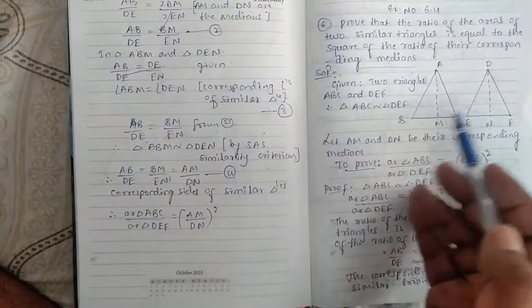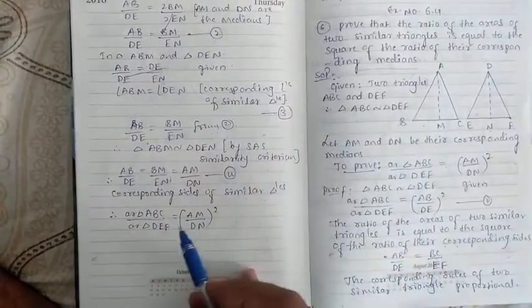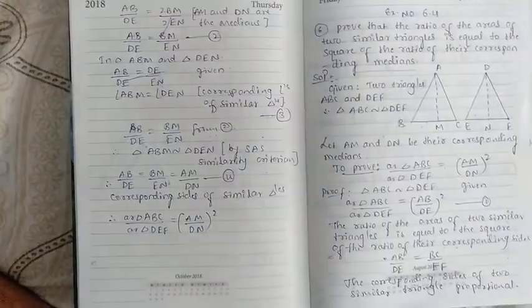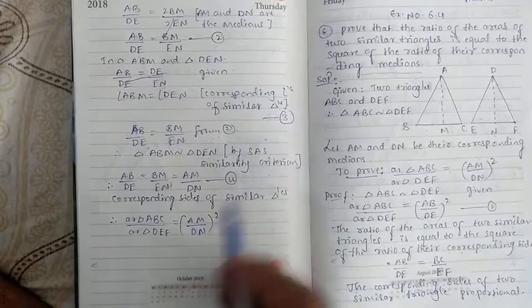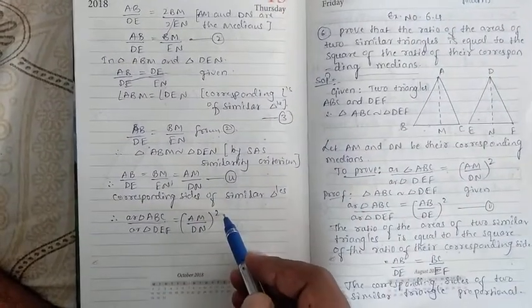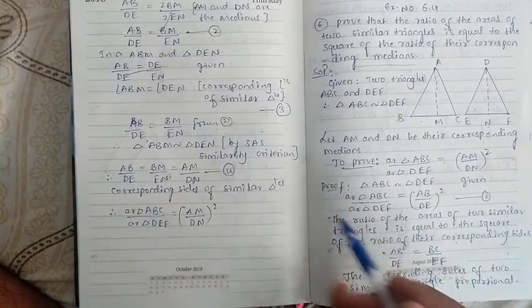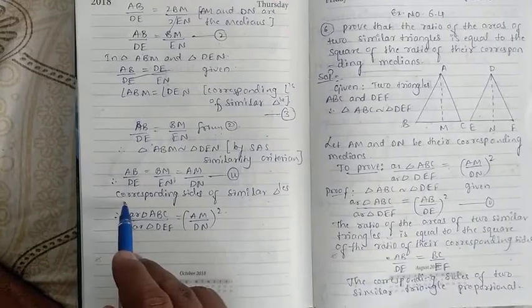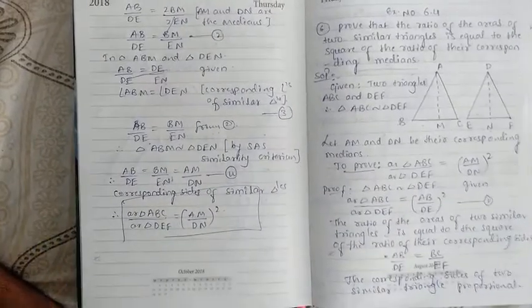So then these two triangles are similar, therefore the area of triangle ABC divided by area of triangle DEF is equal to (AM divided by DN) whole square, according to this theorem. I hope you understood, children. So this theorem is also very important, you have to remember.